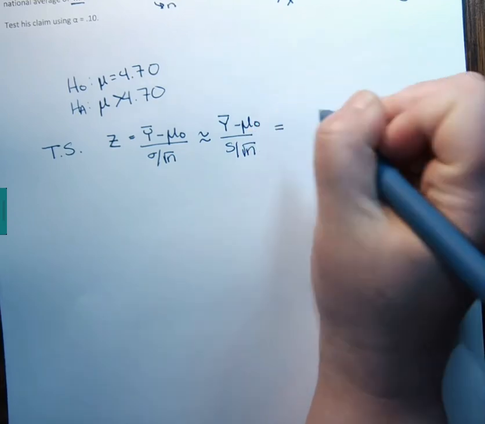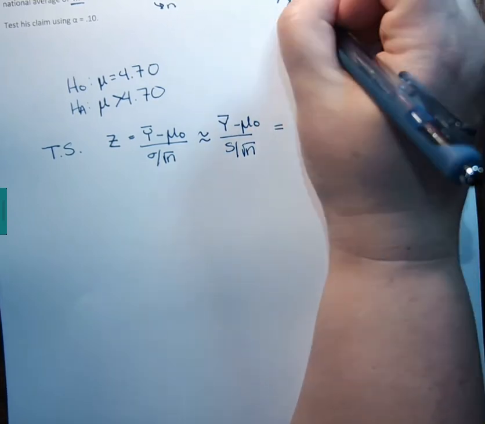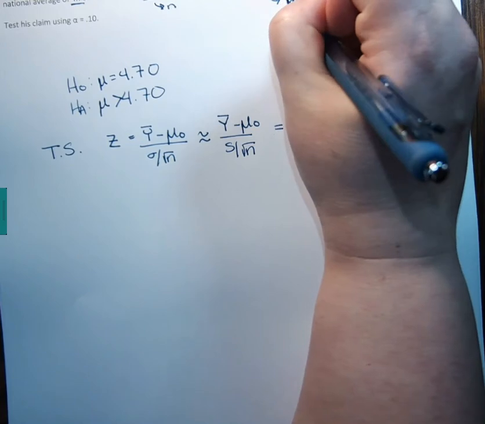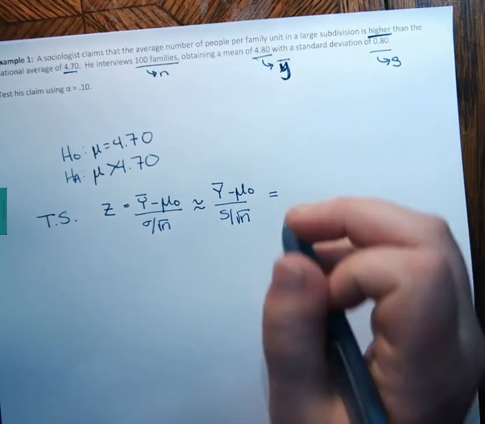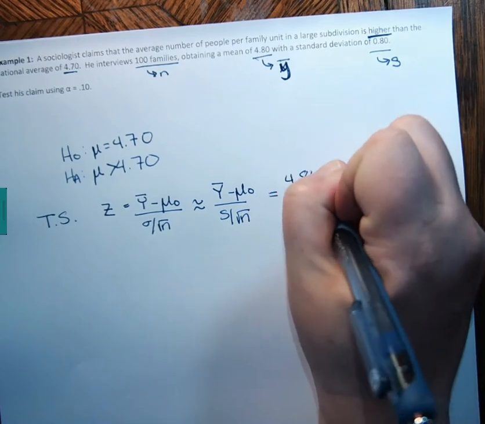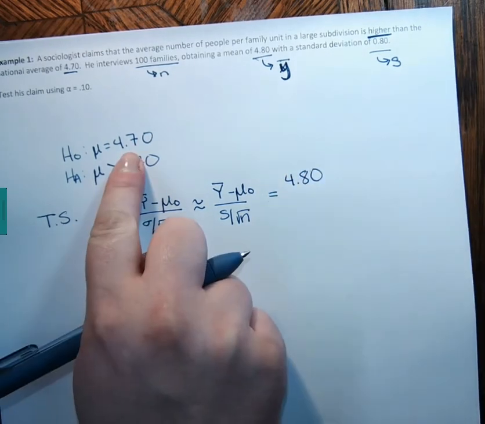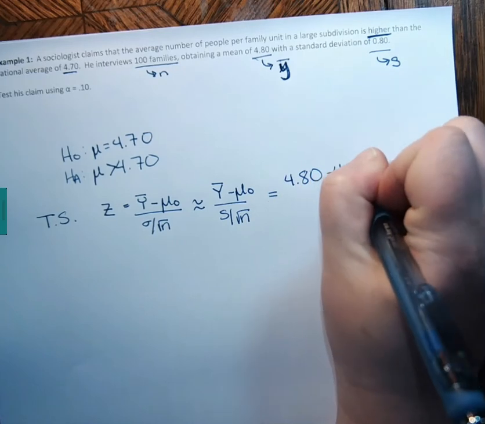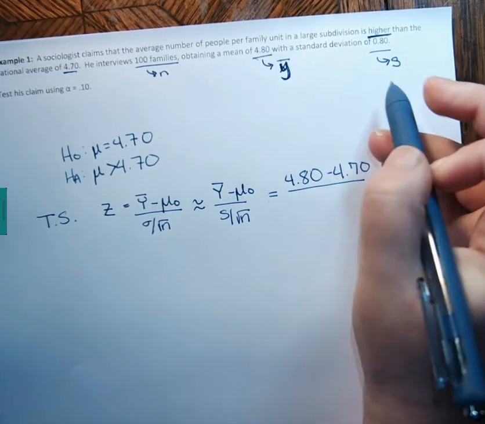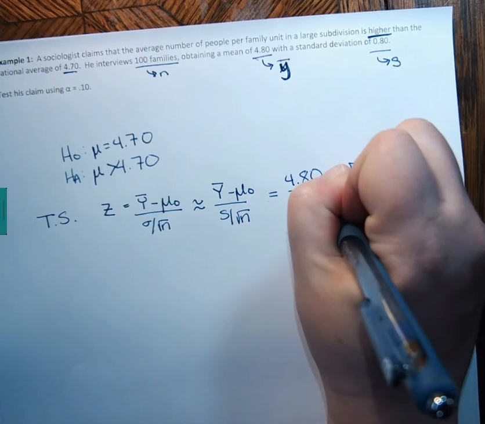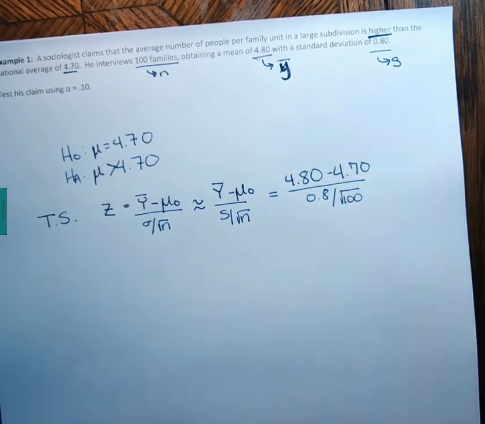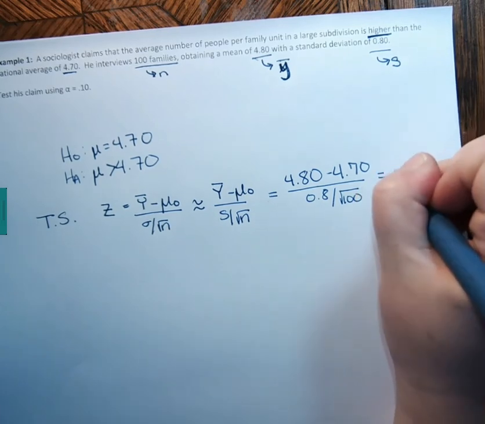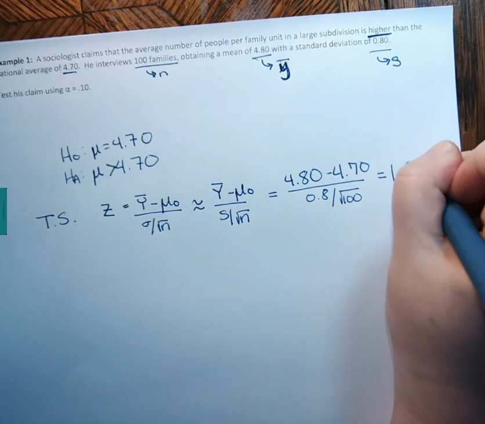Next, we're going to fill in these values. I've used an x bar up here, but it doesn't matter. We could switch that over to y bar. It's the same, just notation. So we know that y bar is equal to 4.8. The value under the null hypothesis is 4.7. Our sample standard deviation is 0.8. And then we're going to have the square root of 100, which is our sample size. And if you put that in your calculator, double check, but you should get 1.25.